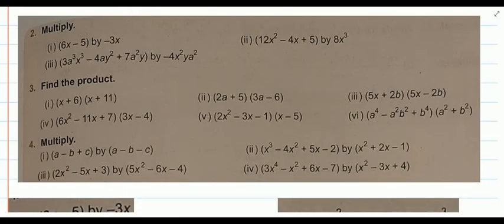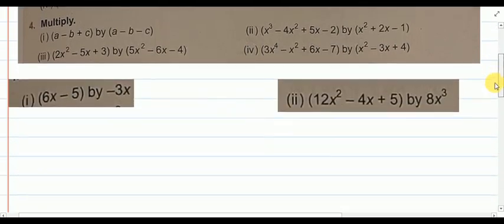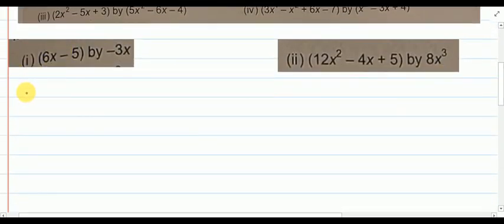Now we will see question number 2. Okay, so here question number 2 is multiply. So here we have to multiply this by this. Okay, so let us solve. So first one is this, that 6x minus 5 will be multiplied with minus 3x. So I'll write 6x minus 5 and then this within bracket.